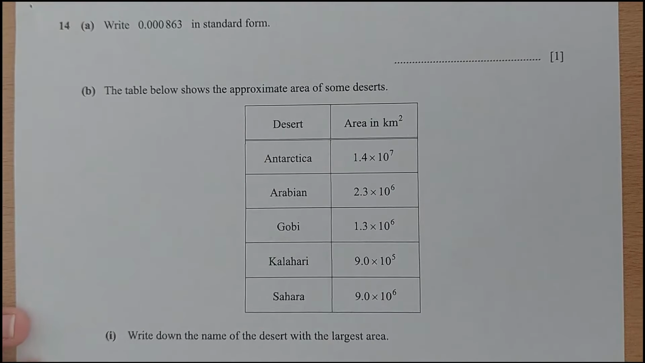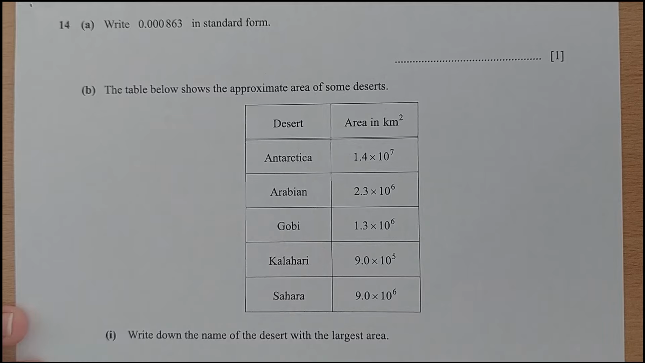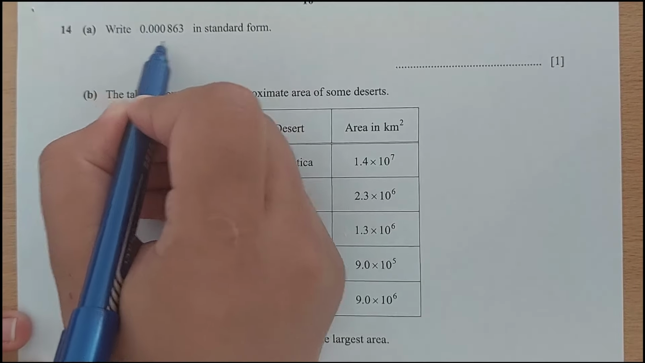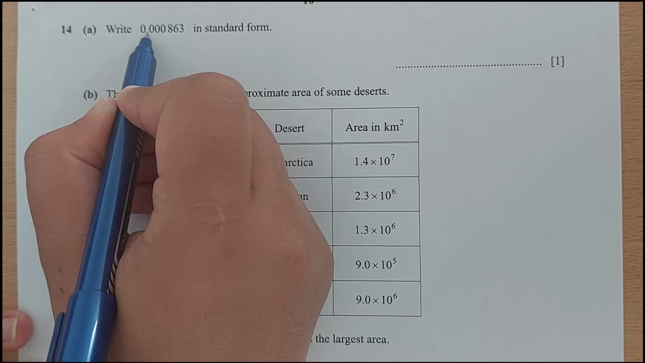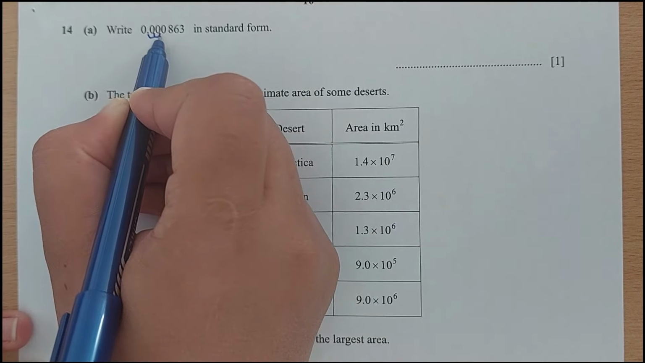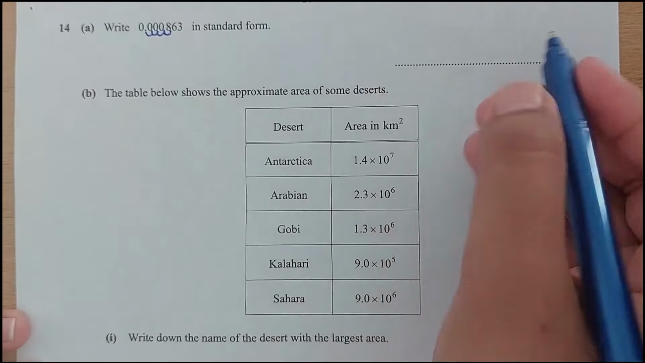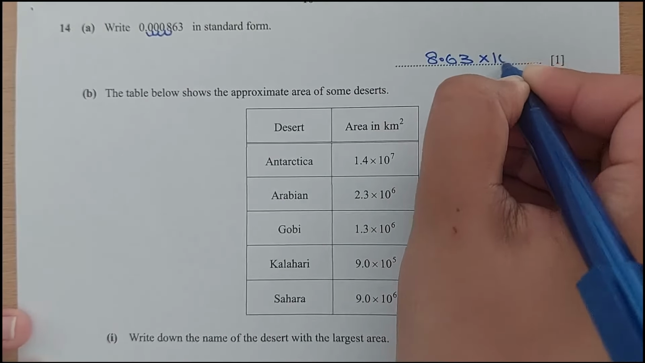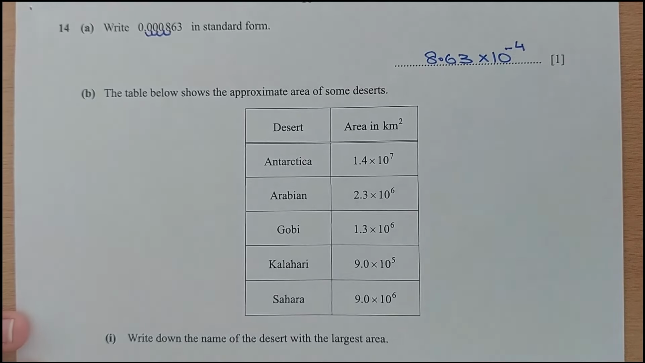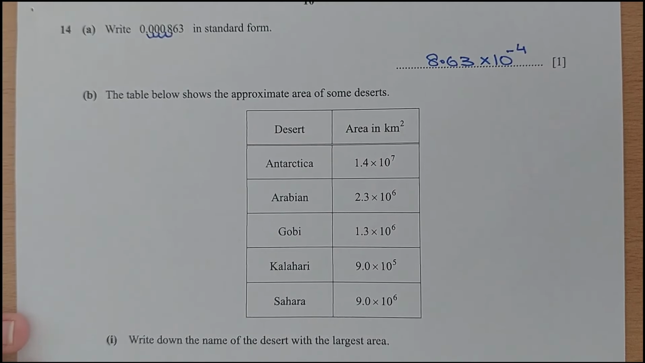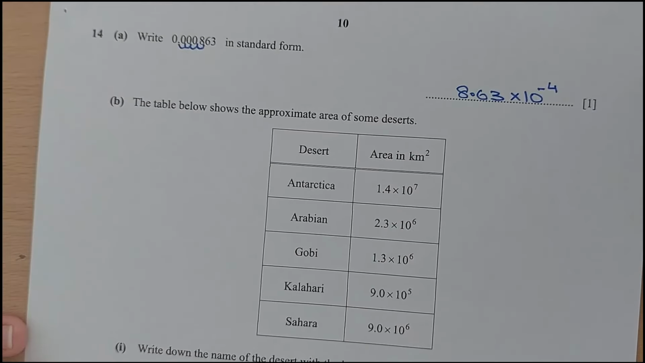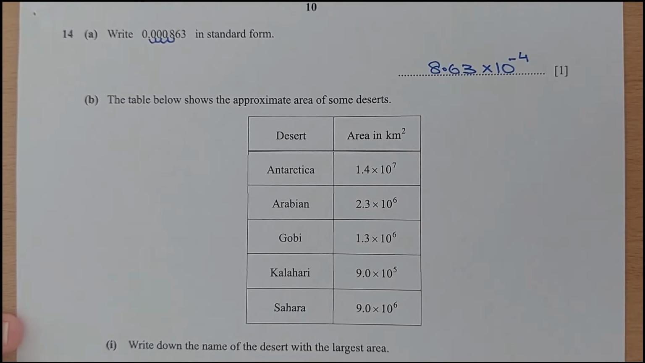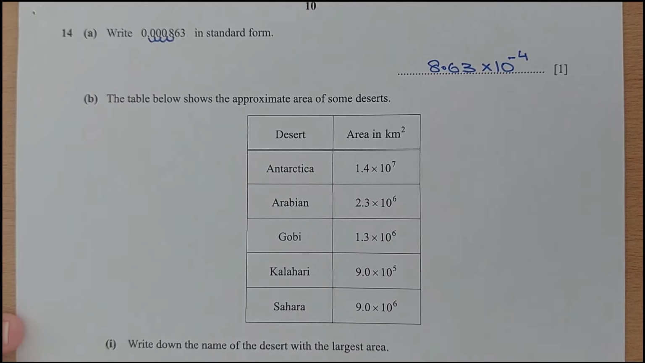Question number 14 in A part, write this number in standard form. Okay, so we need to move this decimal point to the right. We move 1, 2, 3, and 4 places. So we have 8.63 times 10 to the power negative 4. Why is it negative? Because we moved 4 places to the right. When we are moving to the right, we are moving back, so we have to use a negative exponent, right?